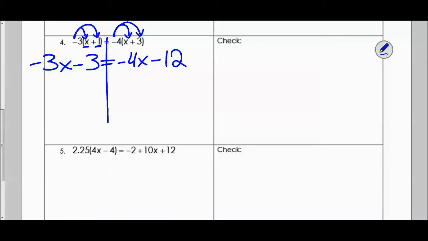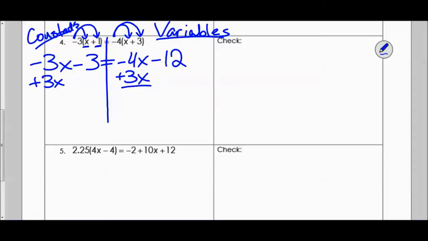This time I'm going to combine my variables to the right side and my constants to the other. So here I'm trying to move my variables to the right side. So I want to cancel out the negative 3x on the left side. I want to cancel out a negative number, so I'm adding 3x to both sides. That cancels out. That leaves me with negative 3 equals negative 4 plus 3 is negative 1x minus 12. My first step, actually, I skipped over the justifying part.